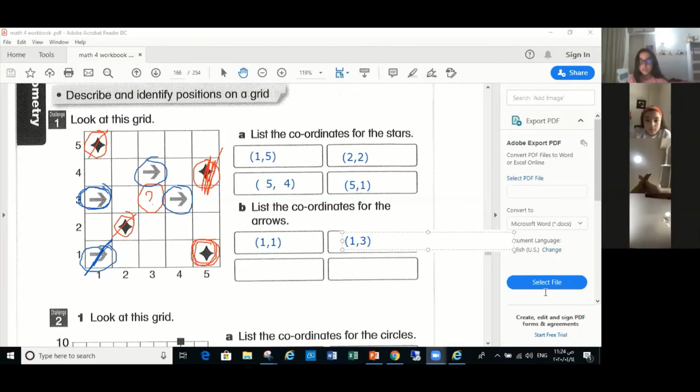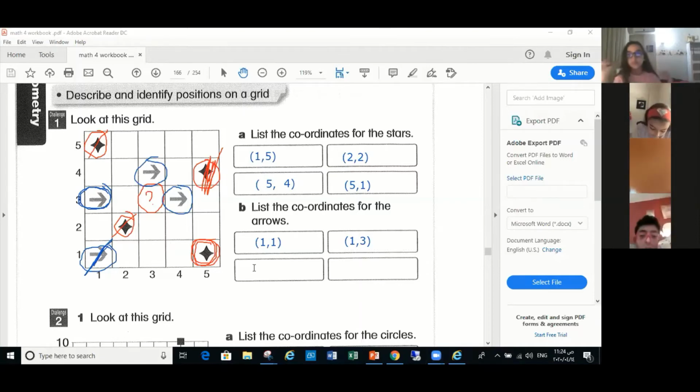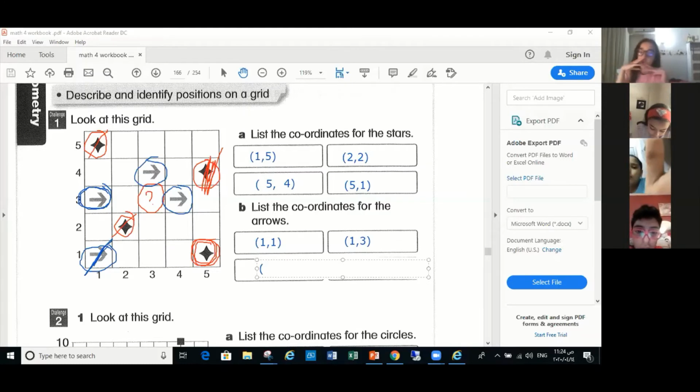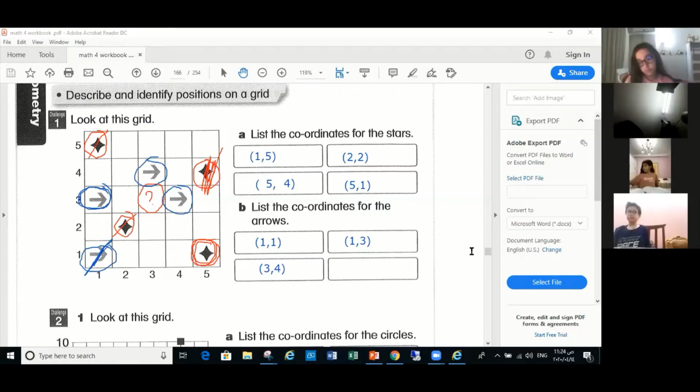So who's going to answer the question? Muhammad Islam. The third one, quickly. Third and one. 4. It is 3 and 4. Very good. Thank you so much. Excellent. Very good. Another one.